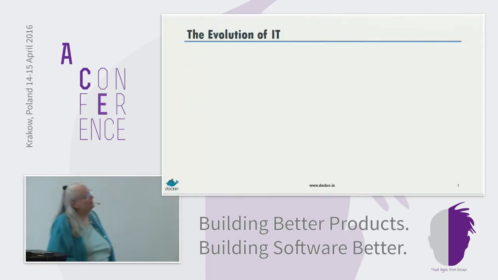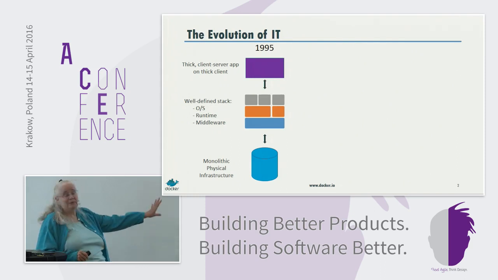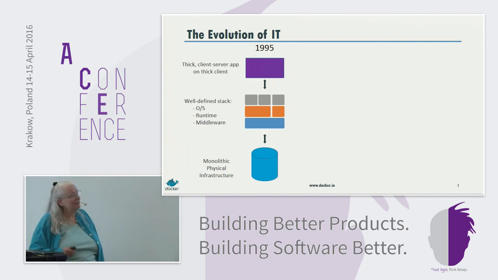Because this is what systems look like today. This is what they looked like in 1995. Okay, you had your thick client-server app, you had your well-defined stack with middleware, runtime, and operating system, you had monolithic physical infrastructure for good reason. Because if you put your database across servers, then you couldn't have guaranteed complete transactions.